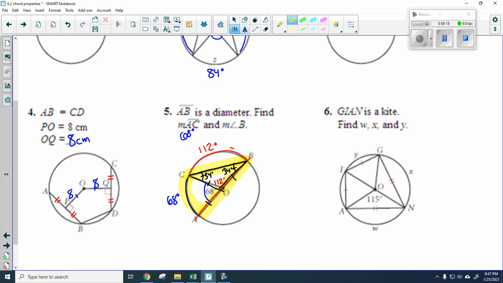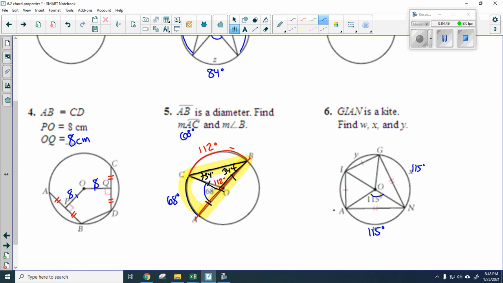Okay, and then last one here, number 6. We have, this is a kite. You can see the markings are actually already there. Find W, X, and Y. Those are all arc measures. So I'm going to start with W because I can see its central angle here. 115, because its central angle is 115. X is also 115 because if you have congruent chords, then you have congruent arcs.